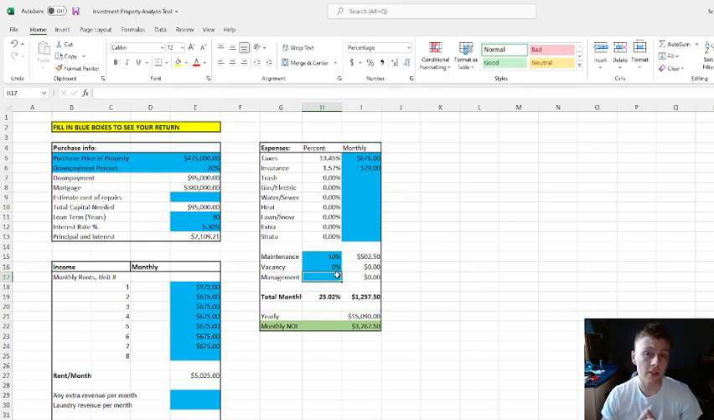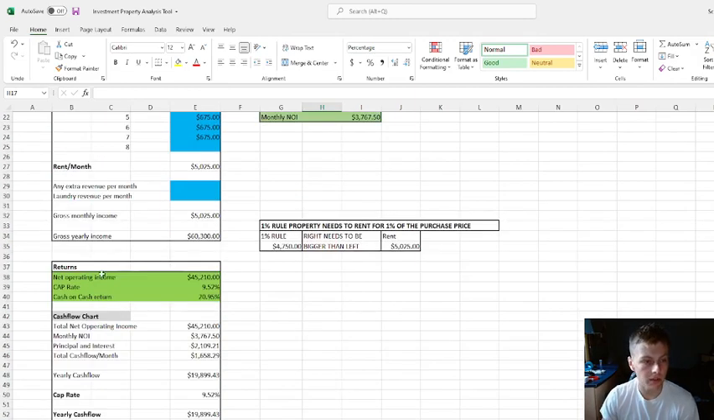Management, either you could self-manage, or you could use a property management company. Generally, they take around 8%, but we'll leave it at 0 for now, just because, you know, if it's your first property, generally people try to self-manage just to learn the basics of managing and owning a property. So this leads to a roughly $1,200 monthly expense, and which leads to $15,000 yearly.